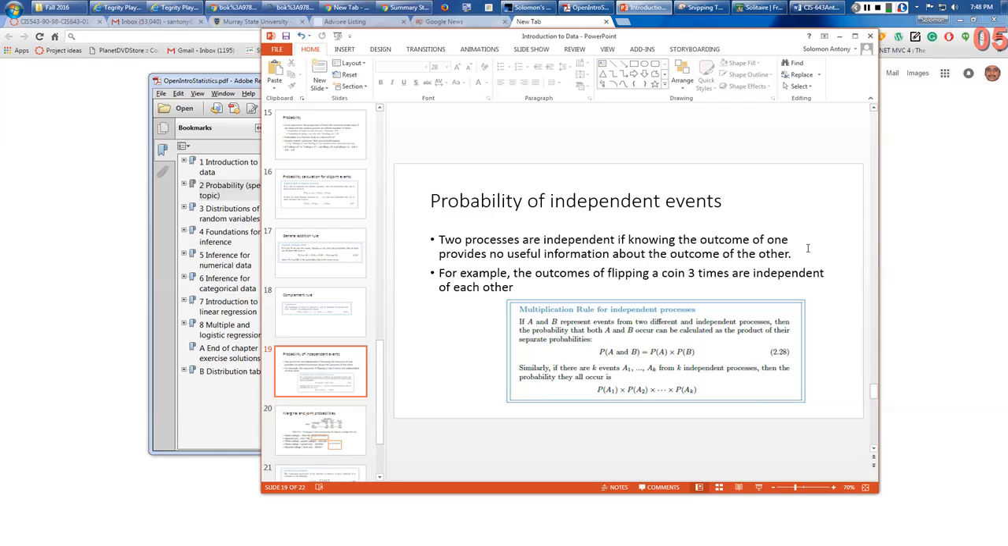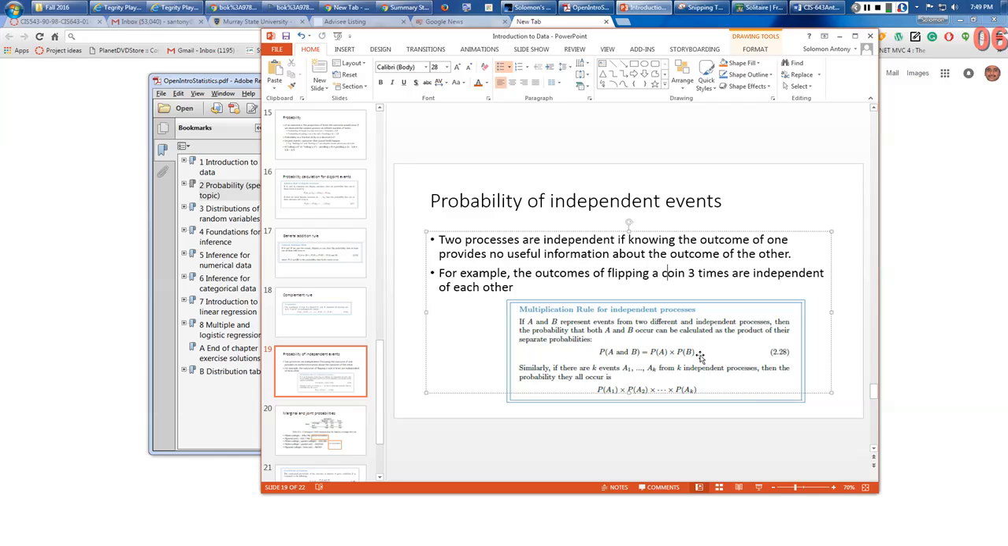Now if you have independent events, then the probability calculations would use a multiplication rule. If you have two processes that are independent, that is, if knowing the outcome of one provides no information about the outcome of the other, then these processes are known to be independent. For example, if you flip a coin 3 times, then knowing whether you get heads the first time will not affect what you're going to get the second and third time. So the outcomes of the flips are independent.